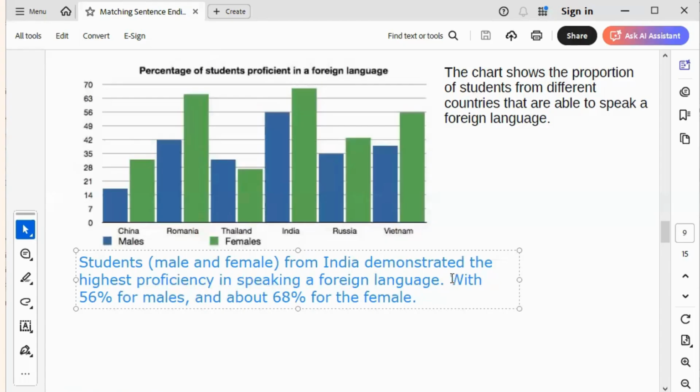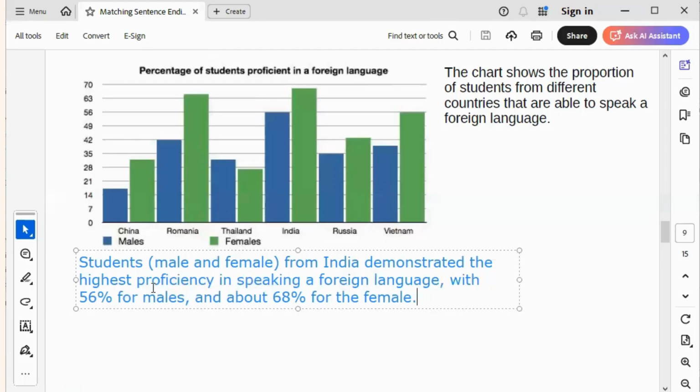This second sentence too has error. You cannot start a sentence with "with", except if that "with" is the beginning of a dependent clause, and that's not what I'm saying here. Ideally, what you should have is a comma here, and then this one should be small letter. Okay, that's what it should be.